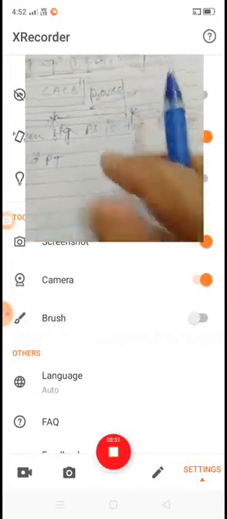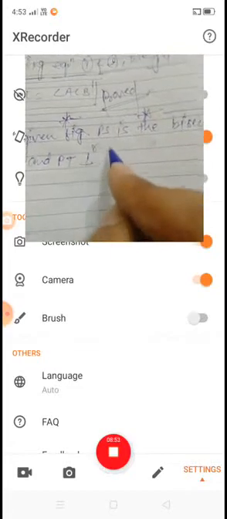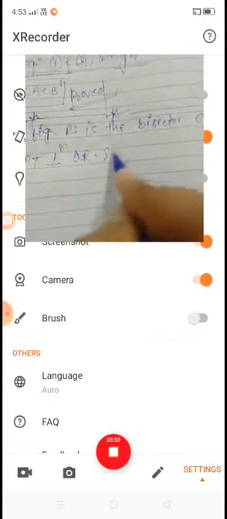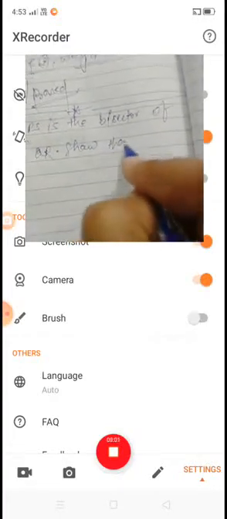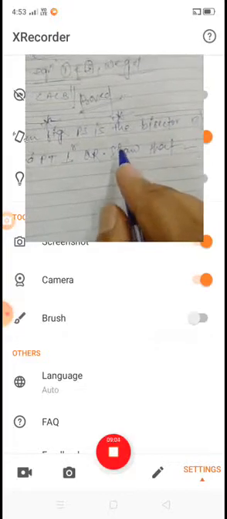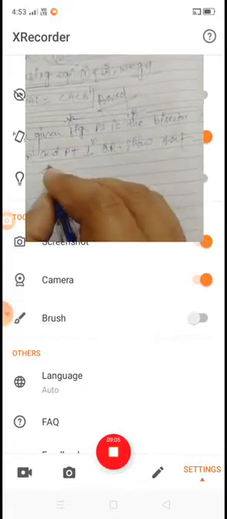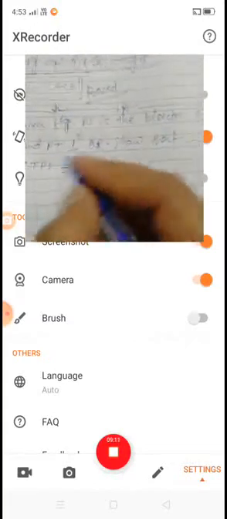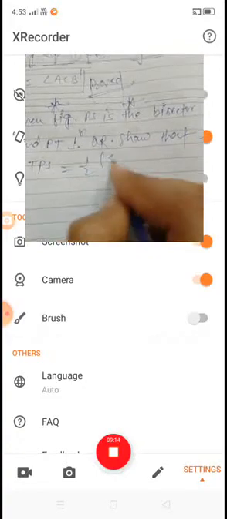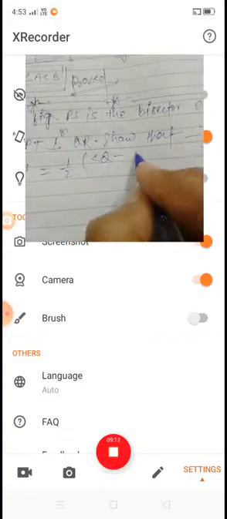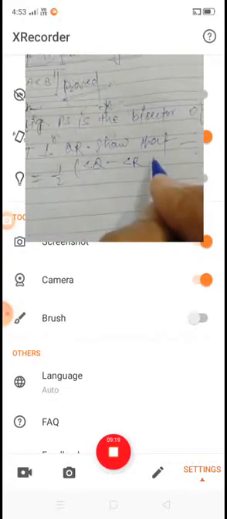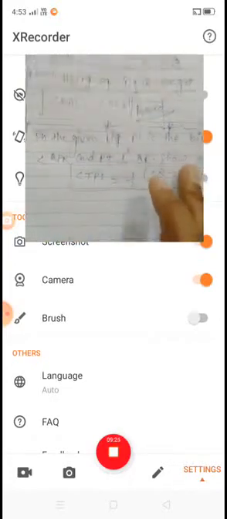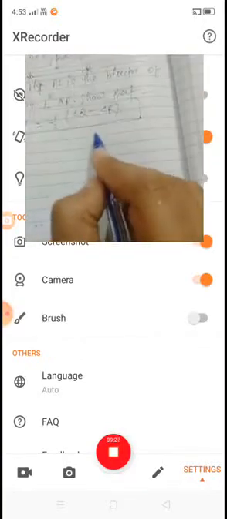PT perpendicular to QR, show that angle TPS is equal to half of angle Q minus angle R. This is very important.